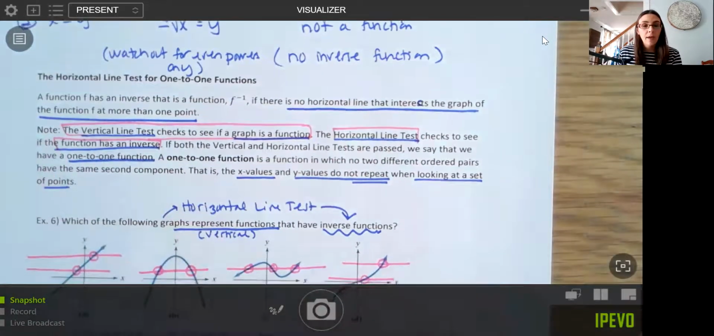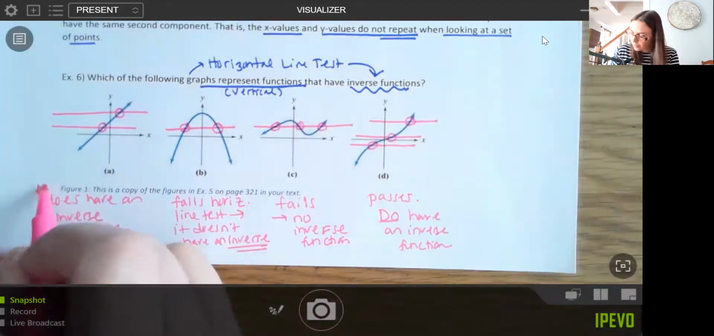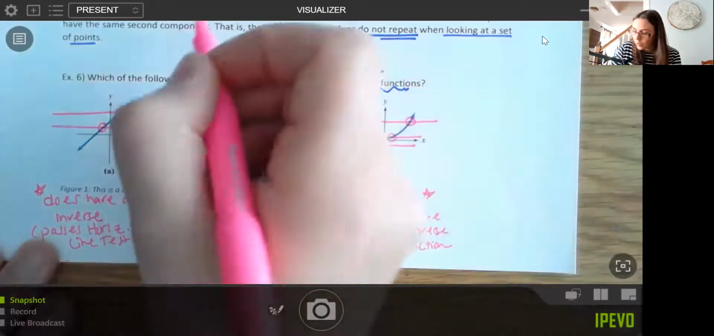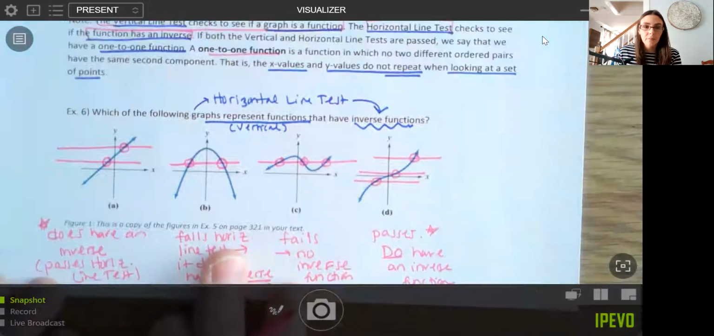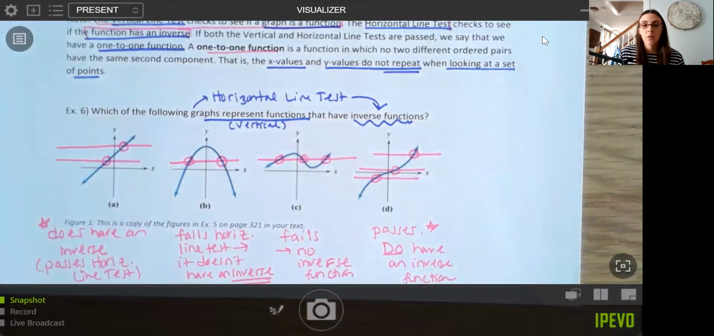Okay, if you pass both, so these ones here that pass both are called one-to-one functions. So that means that there are no repeats on the x-axis and no repeats on the y-axis. So all those points are unique. You're not getting repeated values there. And those are always our nicest cases. They're usually the easiest to deal with. So if you pass both, you are a one-to-one function.